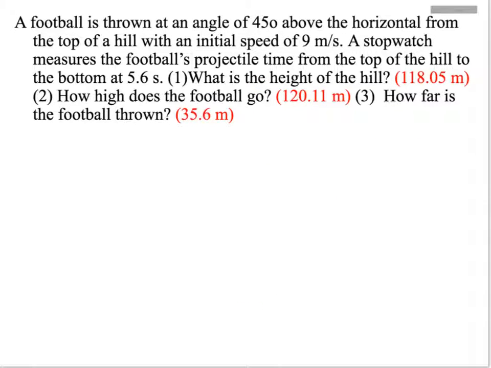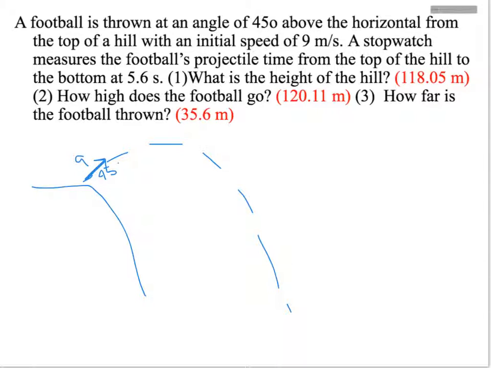All right, in this problem, it says a football is thrown at an angle of 45 degrees above the horizontal from the top of a hill with an initial speed of 9 meters per second. So if I have a hill and a person is throwing it, this angle right here is going to be 45 with initial velocity of 9 meters per second.